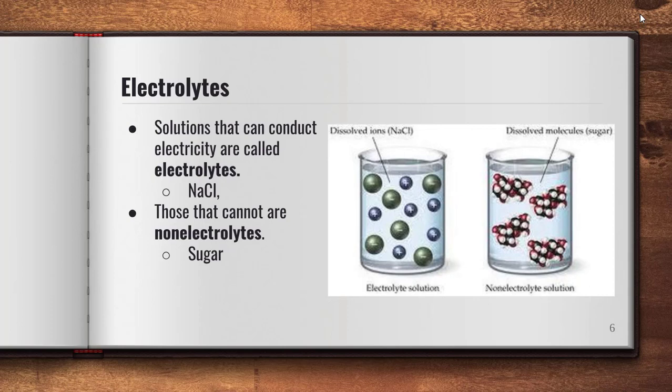They form ions. Those ions have the ability to conduct electricity. And those that cannot are known as non-electrolytes. Those are things that are maybe covalently bonded that are put into water. They will not conduct electricity very well. And those are known as non-electrolytes.